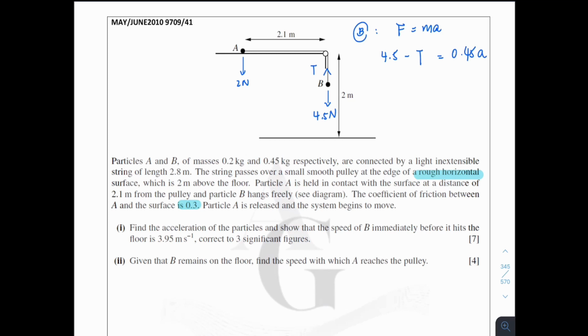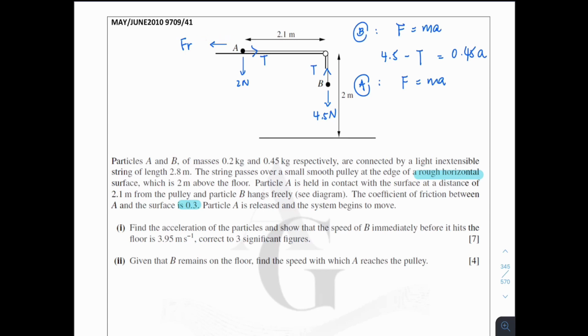Let's form another equation for the particle A by using the same equation, F equals ma. The particle A here is moving in this direction and is being pulled by the tension towards the right hand side. And what about the forces towards the left hand side in the opposite direction? There is a frictional force. Since the particle A is moving towards the right hand side, the right hand side force is higher and stronger compared to the left hand side force.